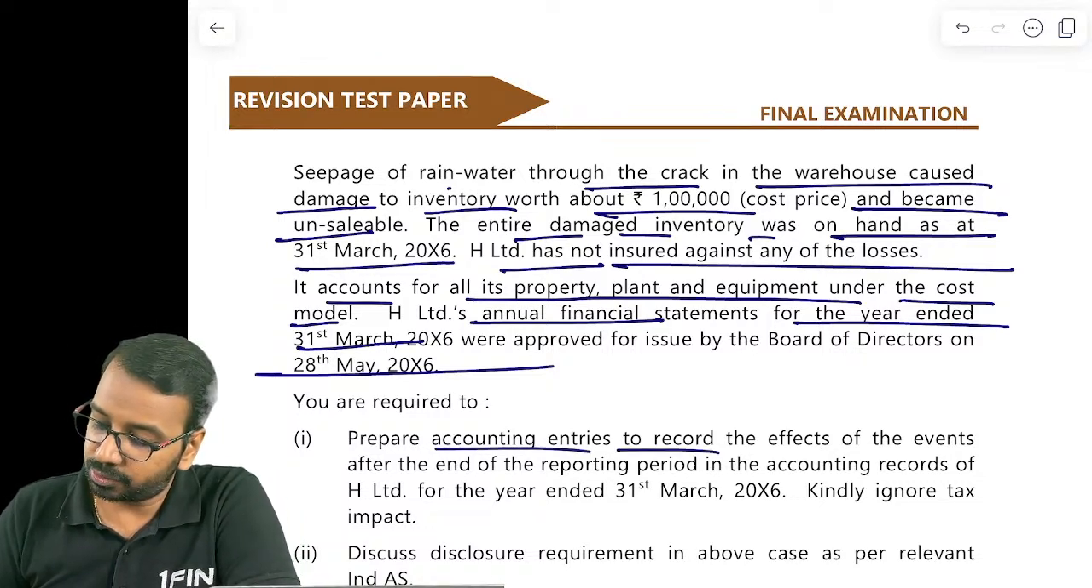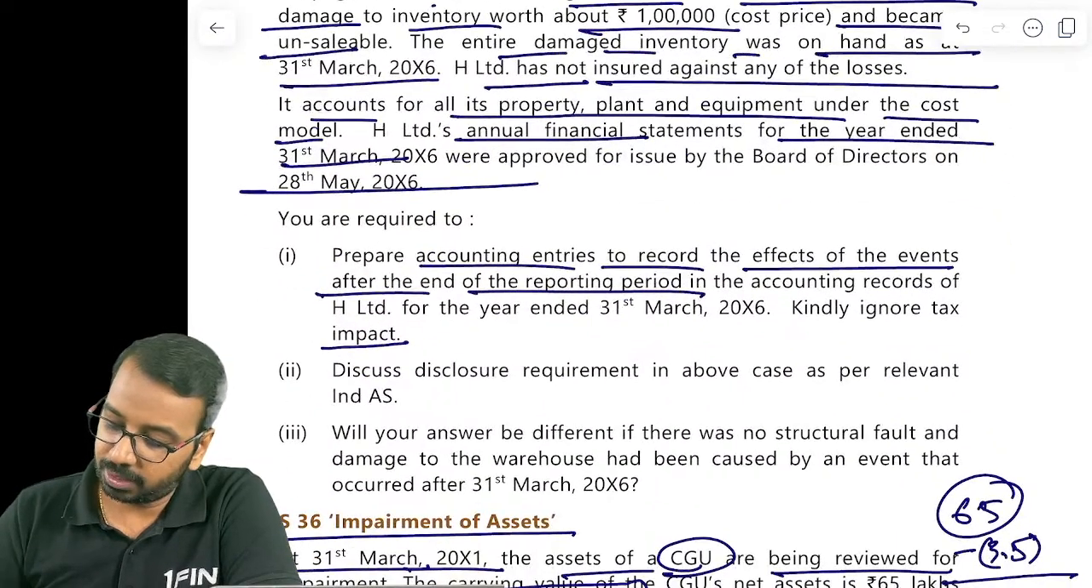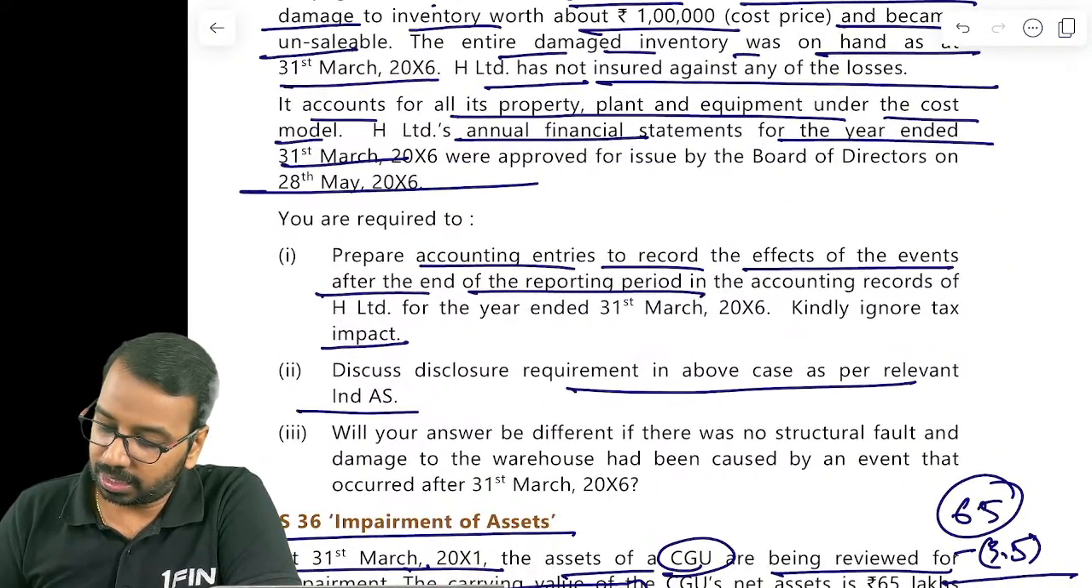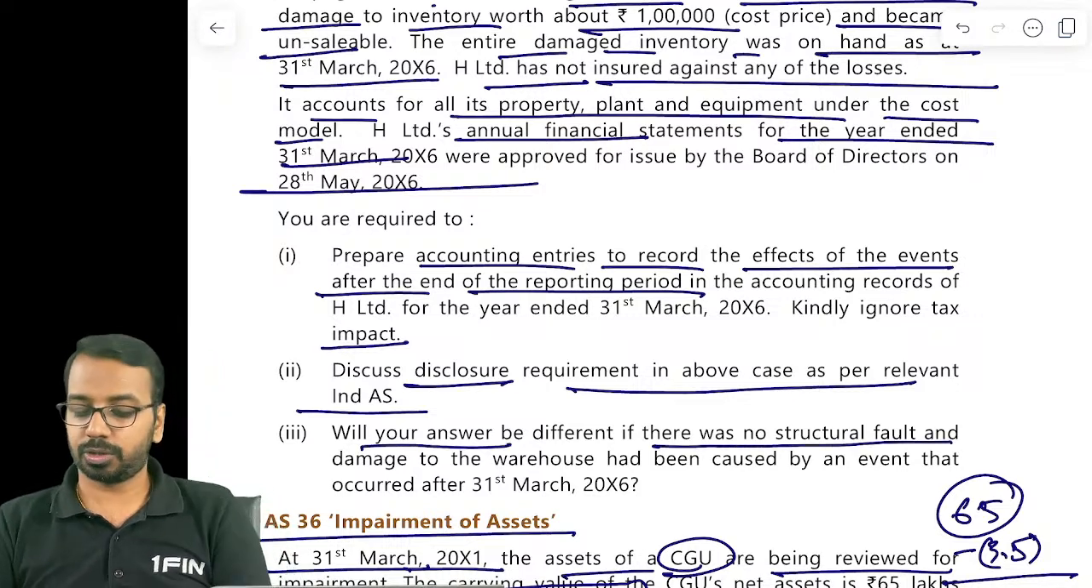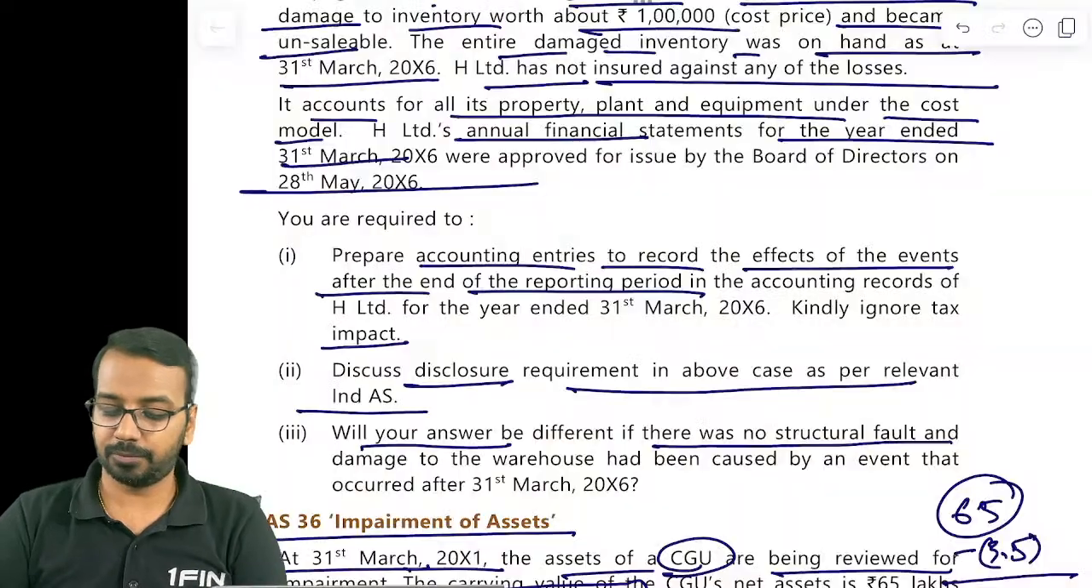Prepare the accounting entries to record the effects of the events after the end of the reporting period. Ignore the tax impact. Requirement as per the relevant India's disclosure, and would the answer be different if there was no structural fault. So 3 things here. Quickly if you see.